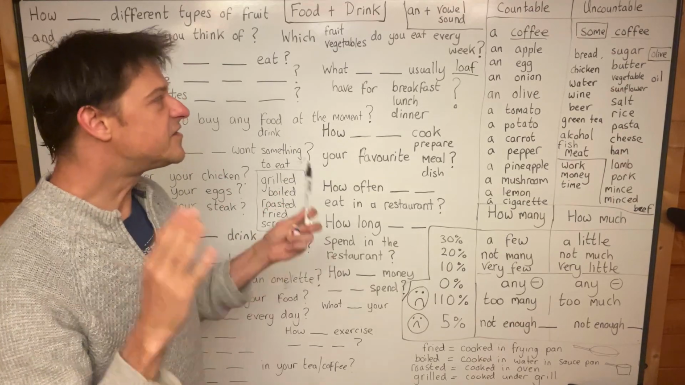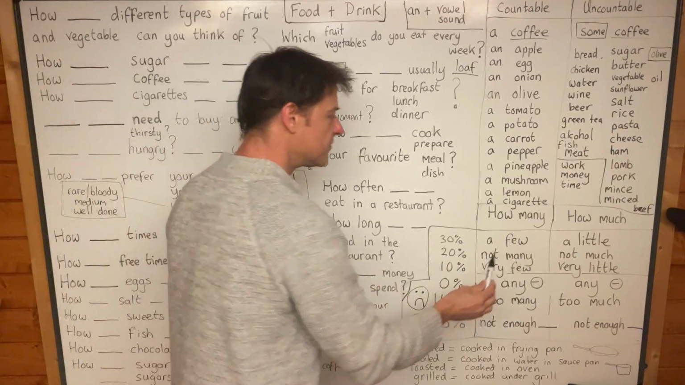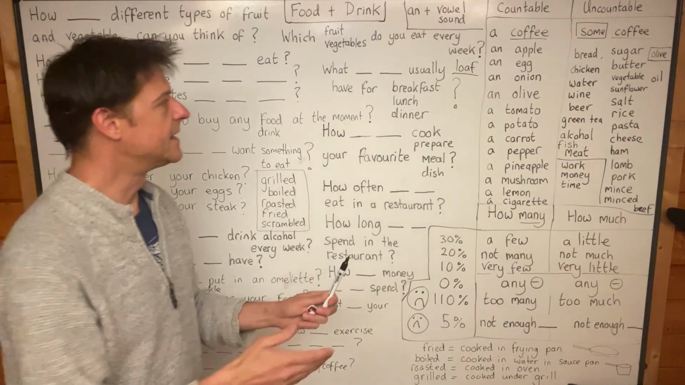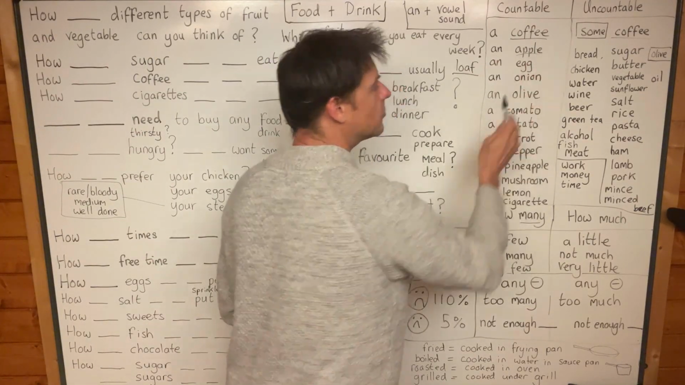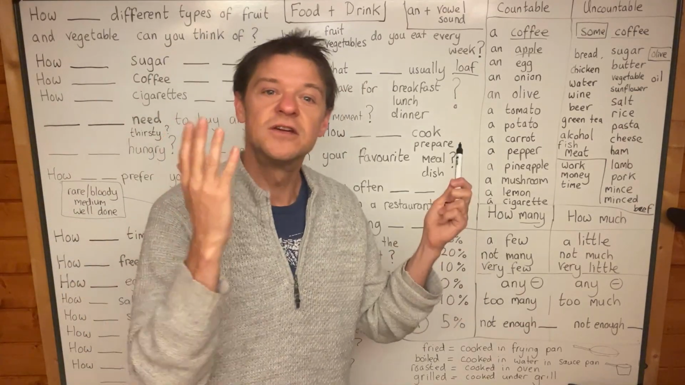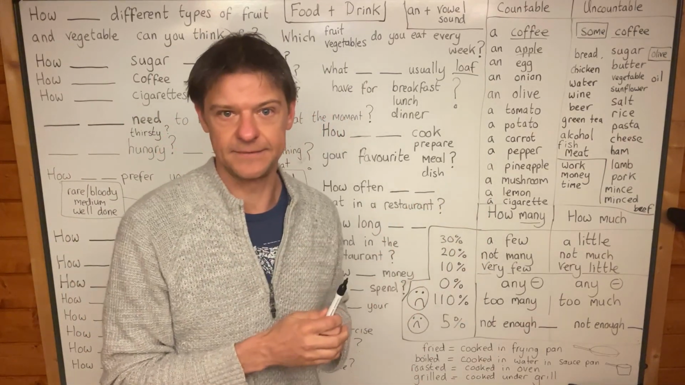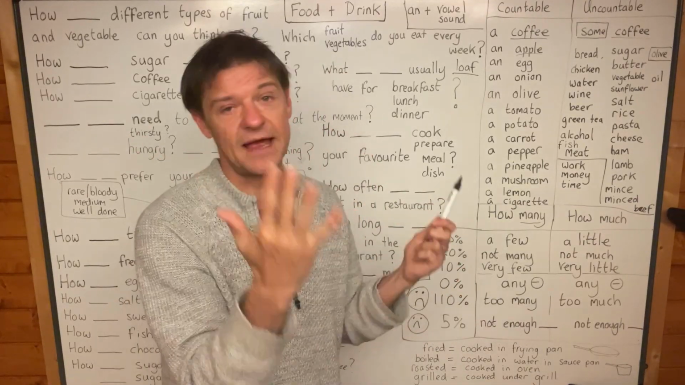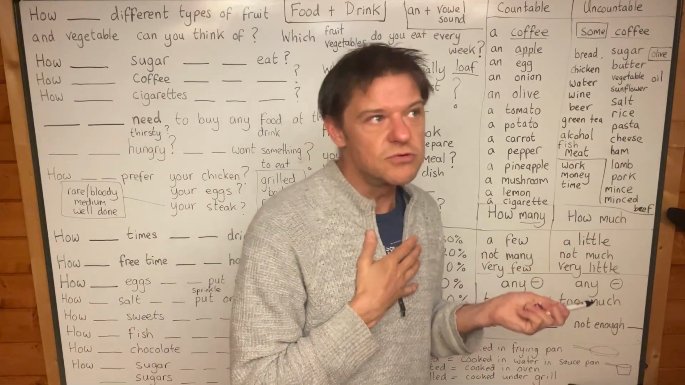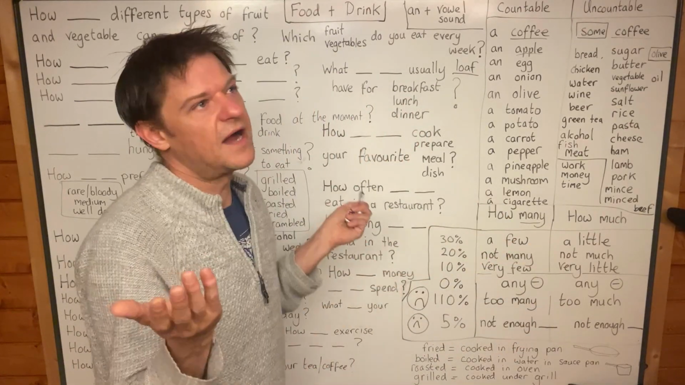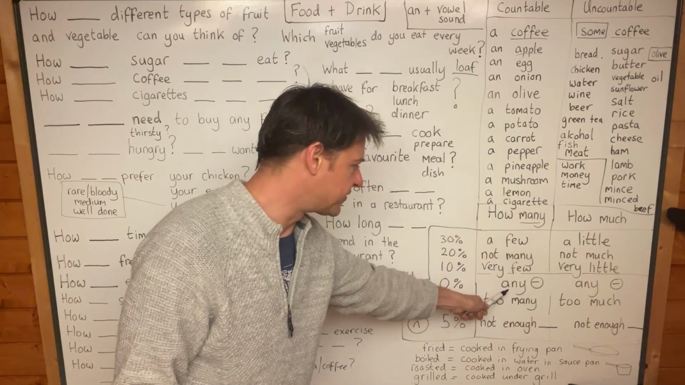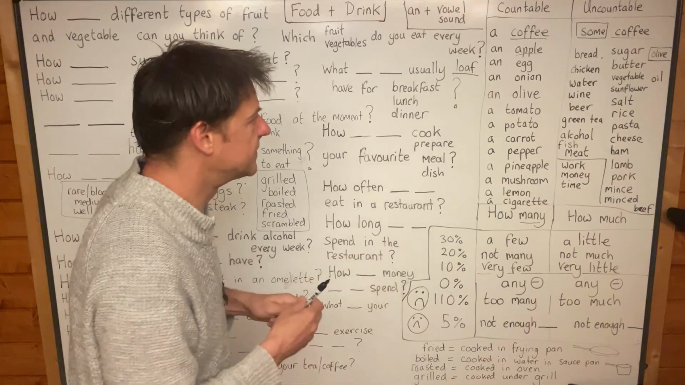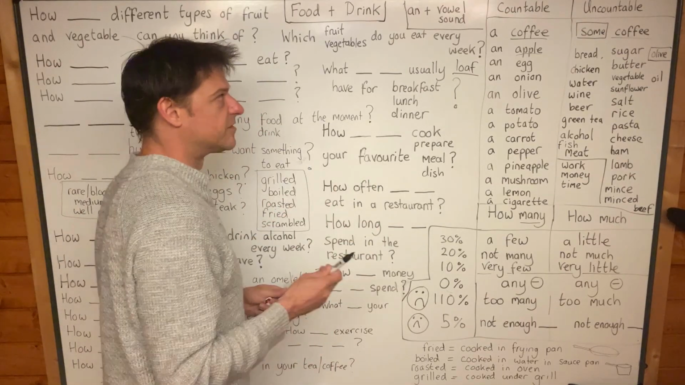Okay, now this is important because we use many for countable nouns. So we say, how many apples do you eat every day? It's my question for you. How many apples do you eat every day? I don't usually eat apples. I don't think I eat any apples. I don't eat any apples. I very rarely eat apples.